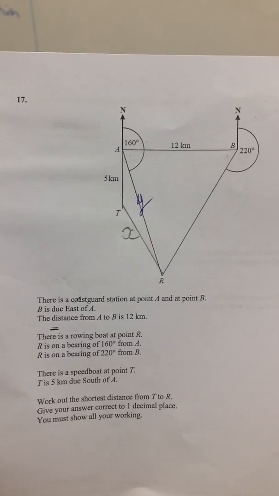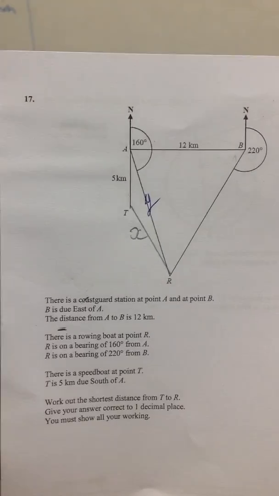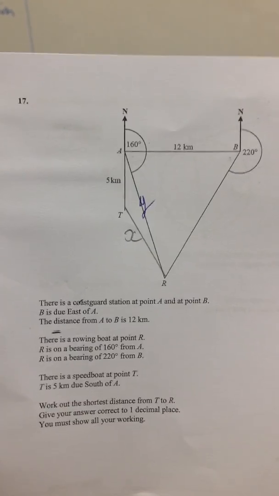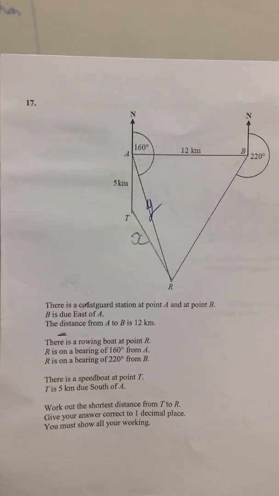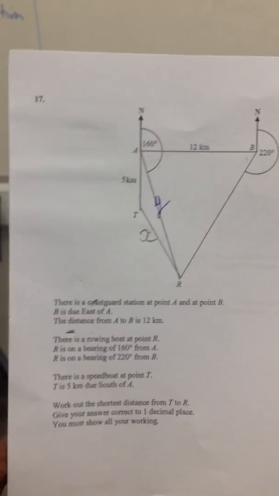There is a speedboat at point T. T is 5 kilometers due south of A. Work out the shortest distance from T to R. Give your answer correct to one decimal place. You must show all your working.